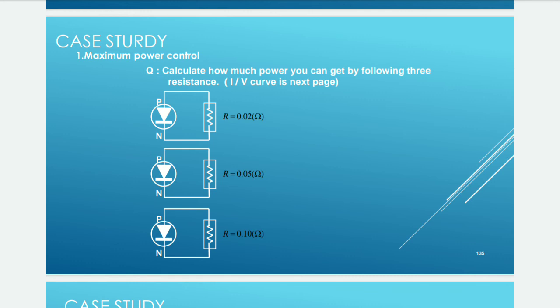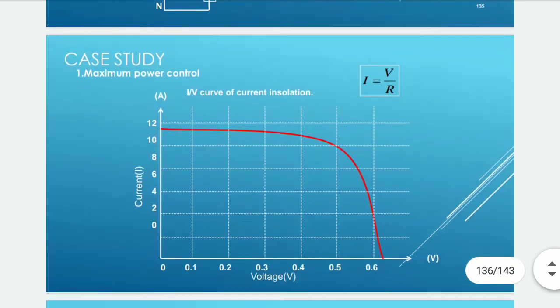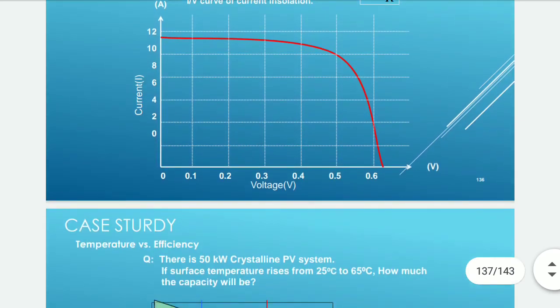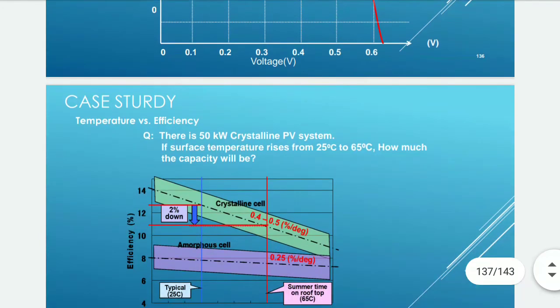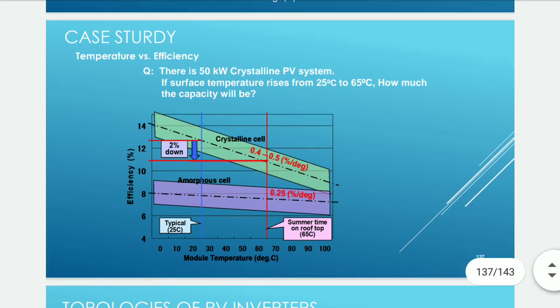Case study, maximum power control. Calculate how much power you can get by following three resistors on a curve: R equal to 0.02, 0.05, 0.10. Case study: there is a 50 kilowatt crystalline PV system. If the surface temperature goes from 25 to 65 degrees, how much will the capacity be?